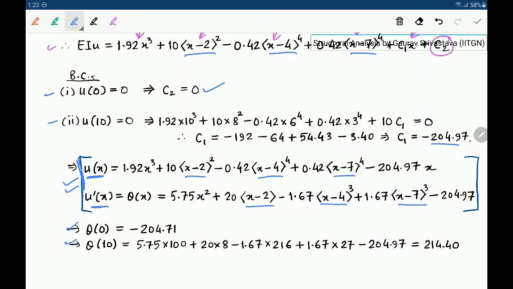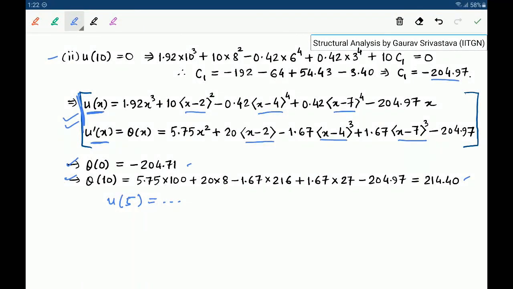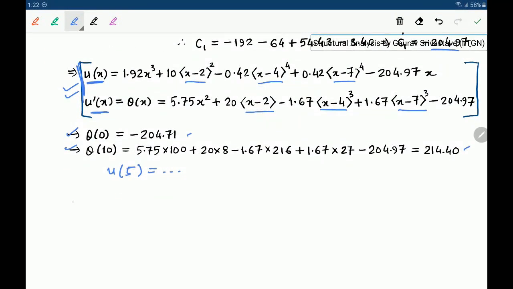So we can calculate slope at specific locations. So for example, here the slope is calculated at the two ends. We can calculate deflection at any point. So let's say if you want deflection at 5 meters, we can calculate that. And as long as we are respecting the properties of the angular brackets, we will be fine. So for example, if we calculate u at 5, we will have 1.92 times 5 cubed plus 10 times, now this 5 is greater than 2 here, right? So this will be into 3 squared. So 5 minus 2 is 3.